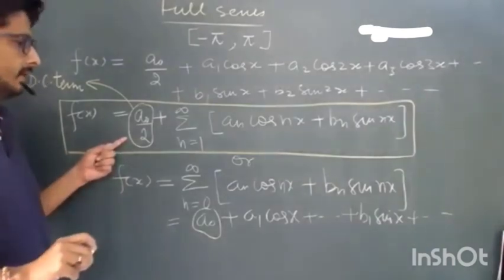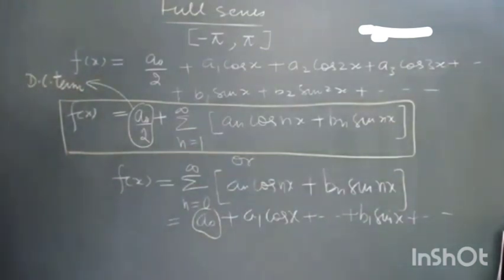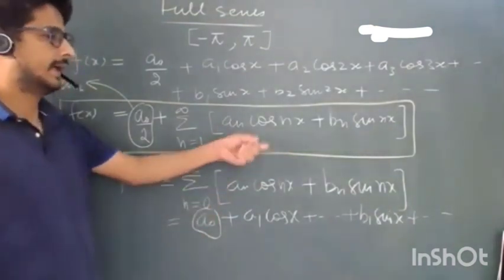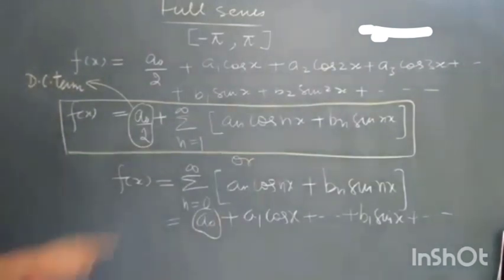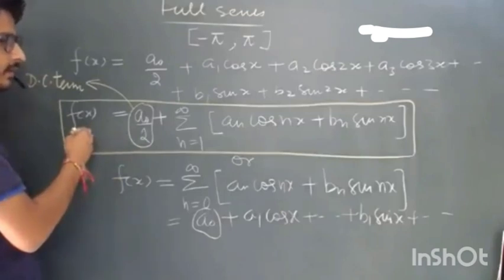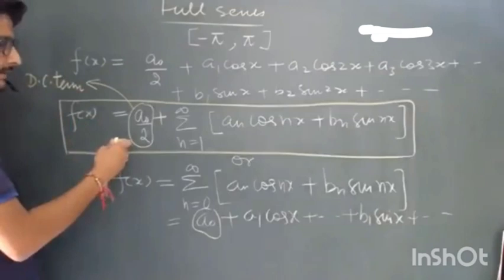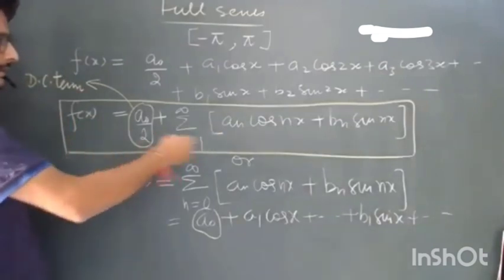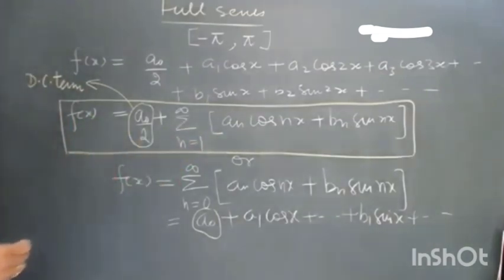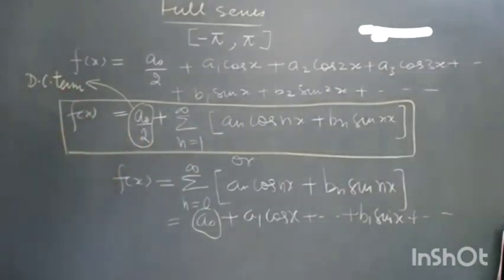Why? Because suppose this x is equal to omega t. Suppose this is some time function and x is equal to some omega t. So this is free from any time. So suppose f(x) is some signal, or f(x) is some current. So this series is free from that time variation. So that's why this is called DC term by the analogy of the direct current. Correct?